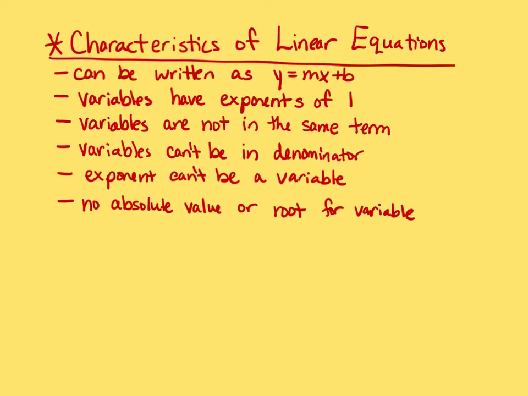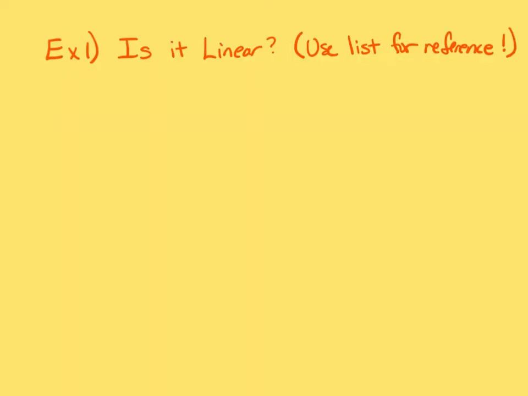So you'll write this list down and use it for reference. It may seem kind of lengthy, but as you get used to seeing these, you'll automatically recognize that something doesn't look right if it's not linear. Example 1: is it linear? And use your list for reference.